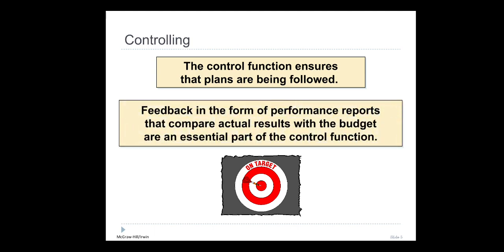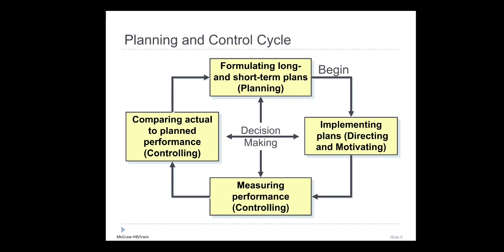Okay, the third activity of managers is controlling. See, there are 2 points here. The control function ensures that plans are being followed. Feedback in the form of performance reports that compare actual results with the budget is an essential part of the controlling function. So controlling is something like this. The main activity related to controlling is that the manager compares the actual results of his or her department with the plan.